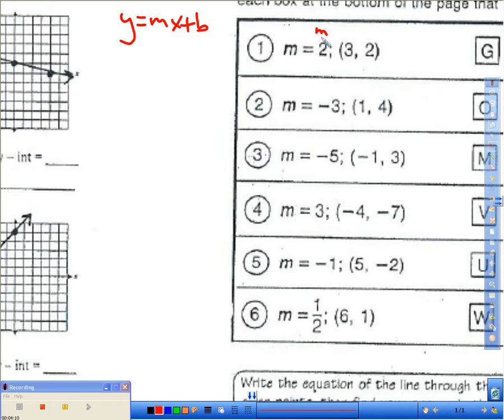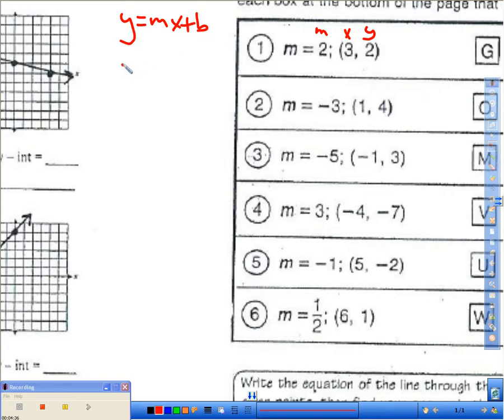We know that m is 2. We know that an x value that the line passes through is 3, and at that x value of 3, the y value is going to be 2. So let's substitute these in place of x, y, and m in our form y equals mx plus b.